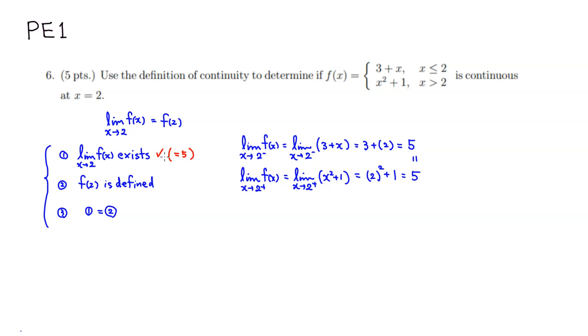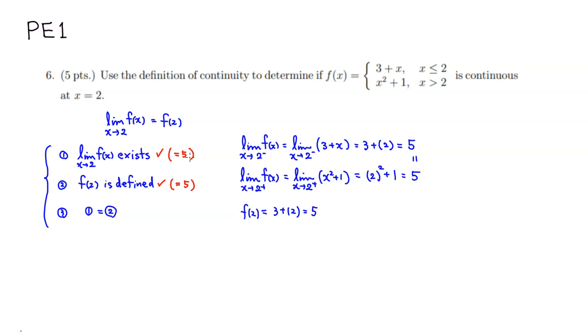How about f of 2? When x equals 2, you see that 2 is included in here, so we have to use the top formula. Then f of 2 is equal to 3 plus x, so you have 3, and x is 2 in this case, so this is equal to 5. So of course, f of 2 is defined, and the value is equal to 5.